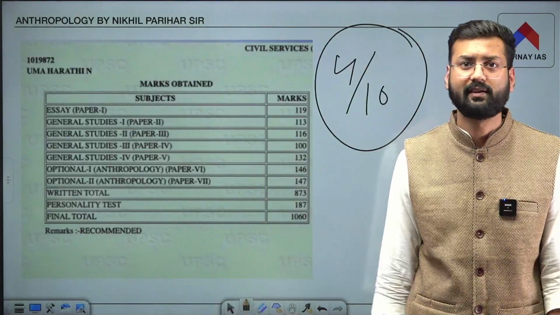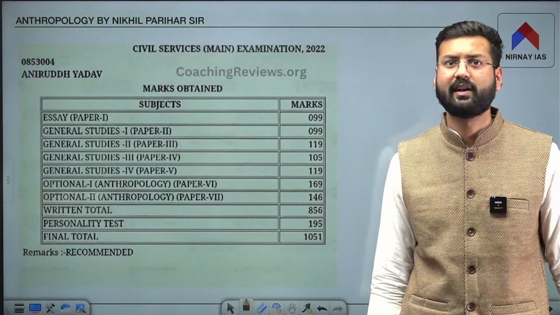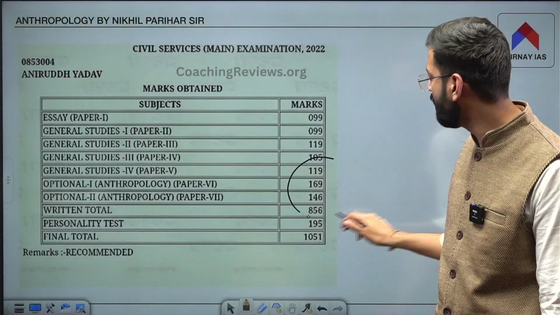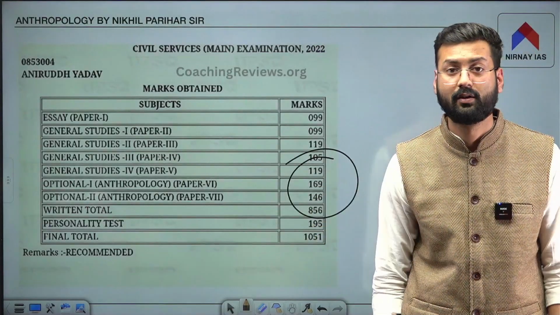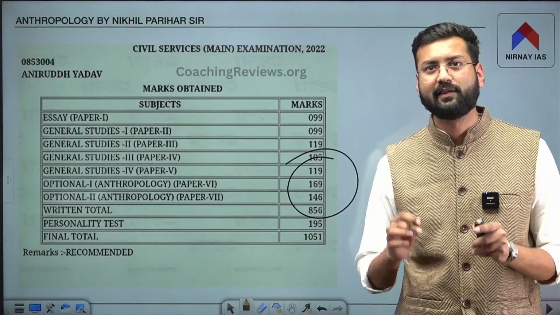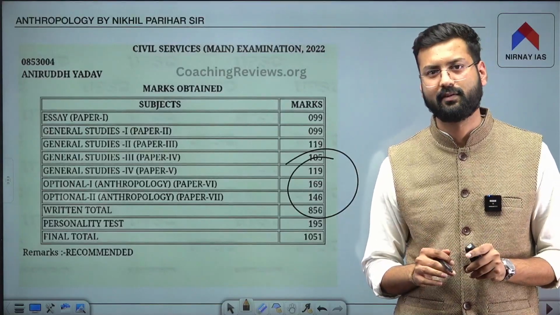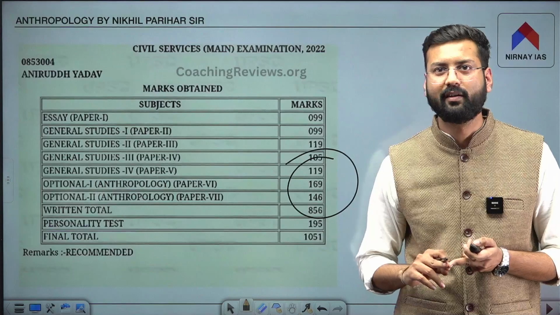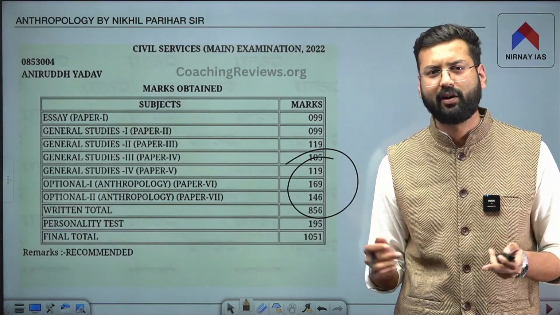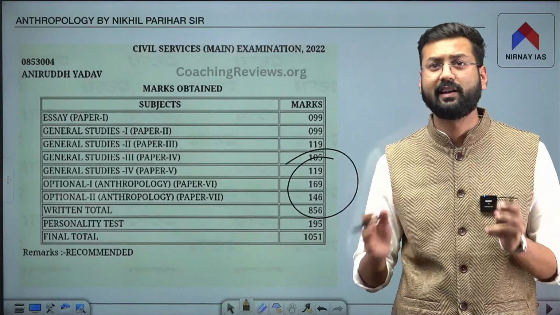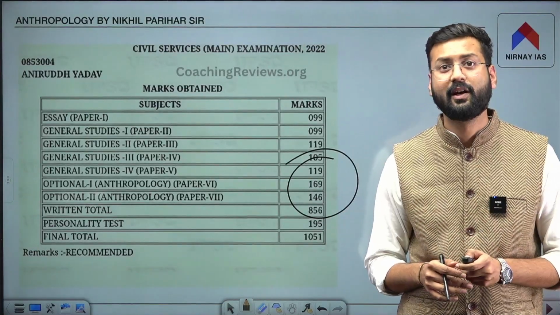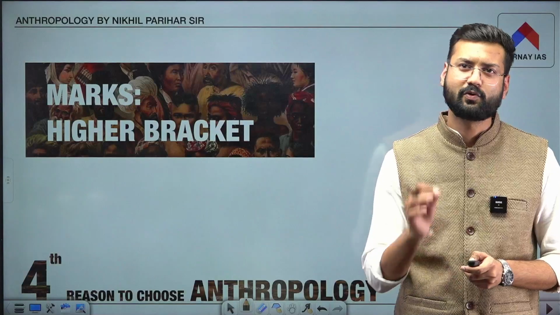This is Uma Harti, then we had Mayur Hazarika, we had Anirudh Yadav and many more. They all are getting somewhere around 300 plus marks. So anthropology is a rewarding optional, and this optional has been giving consistent returns. Be it all India rank 1, Shubham Kumar, be it all India rank 1, Anudeep Dhuri Shetty, they have become toppers with anthropology as an optional. So this is the fourth reason why you should choose anthropology as an optional.